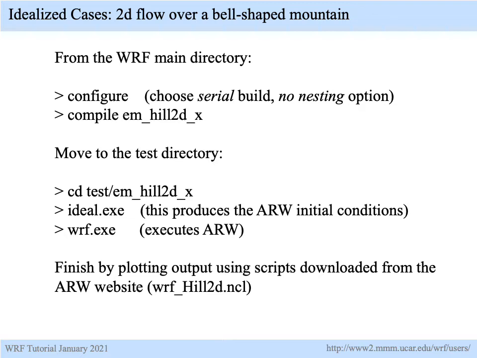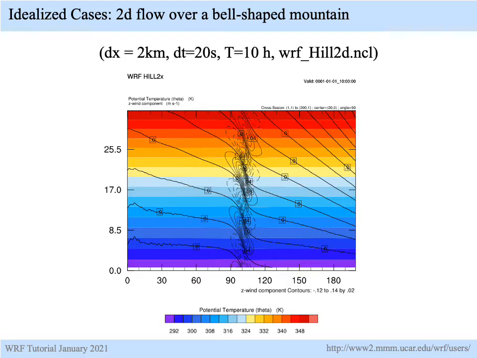In this example, the em_hill2d_x test. Here's a plot that's produced from an NCL script for the hill2d_x test case. What you're looking at is the contour of temperatures, our color contour. You can see the color contours down below. And the vertical velocity are the black line contours.